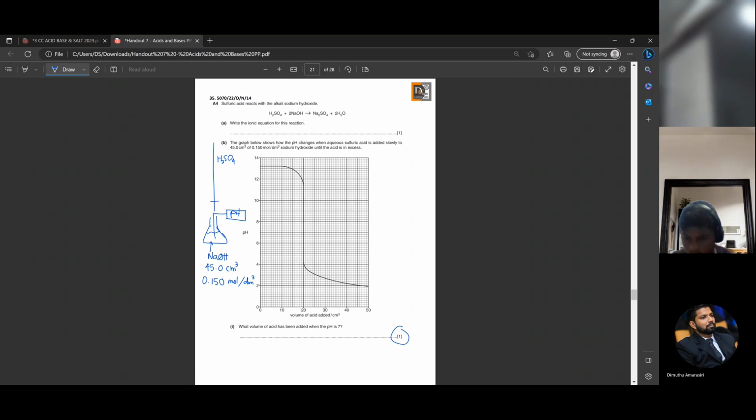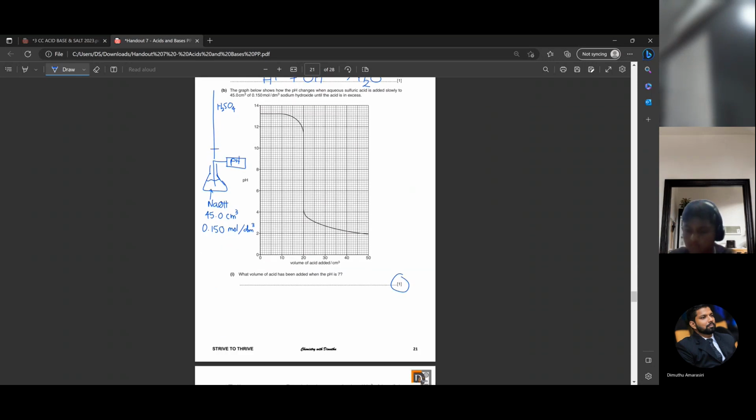For example, the ionic equation for this reaction is straightforward. You guys already know neutralization is this. There is no carbon dioxide produced, there is no precipitation, so it's H plus plus OH minus giving water. Right?